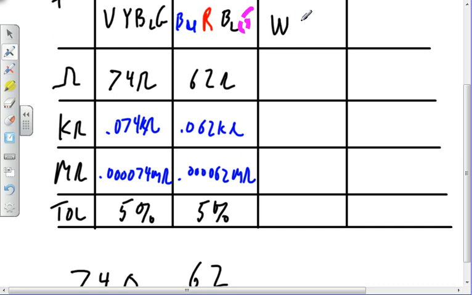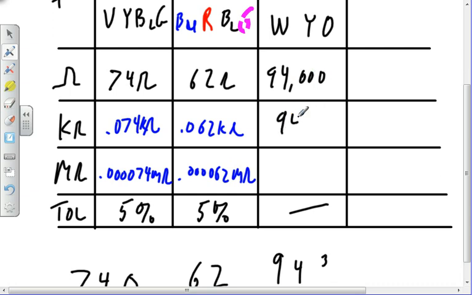White, yellow, orange. No tolerance. 0, 1, 2, 3, 4, 5, 6, 7, 8, 9. So that's a 9. Yellow, 0, 1, 2, 3, 4. Orange, 3. So I have 3 zeros. That'd be a 9, 4 with 3 zeros. That'd be 94 kiloohms. That'd be 0.094 megohms. All right, so now we managed to make it through problem 1.